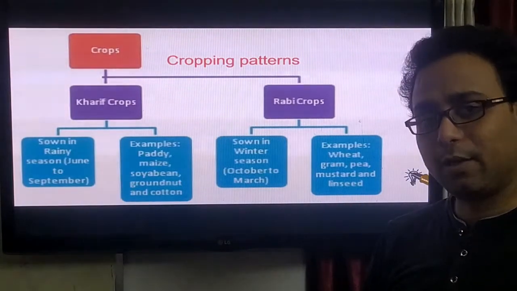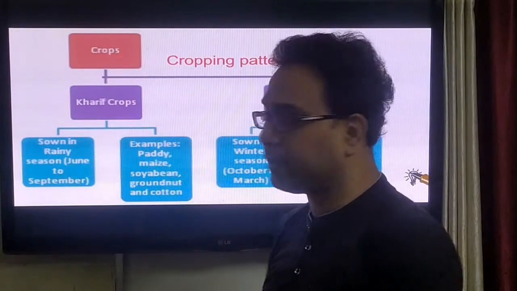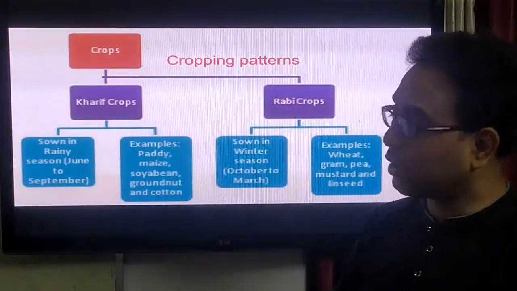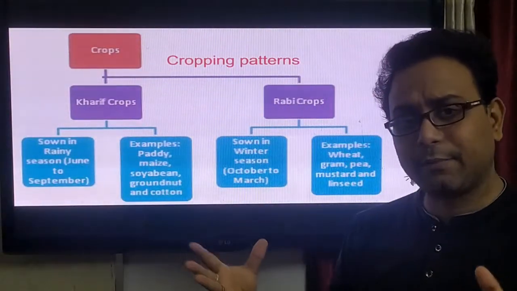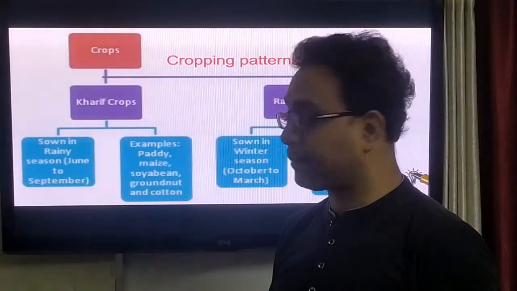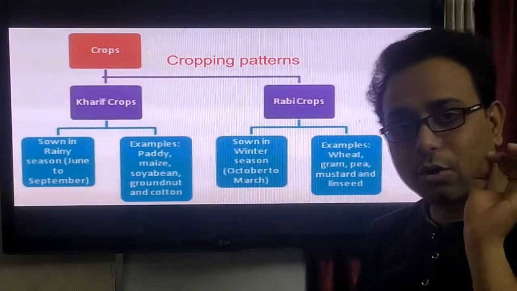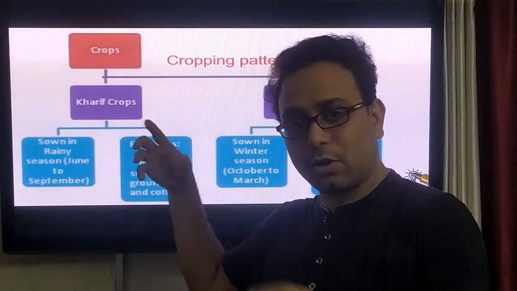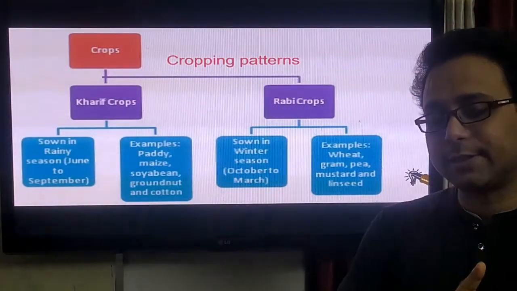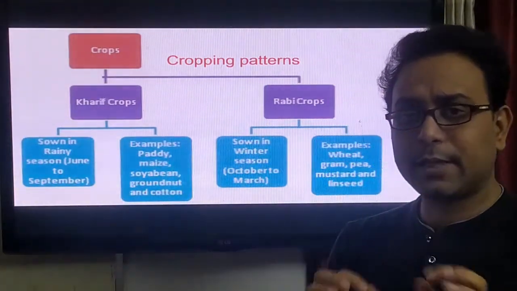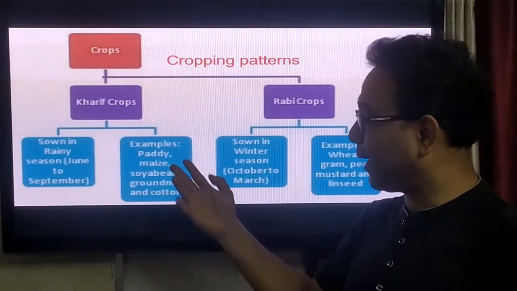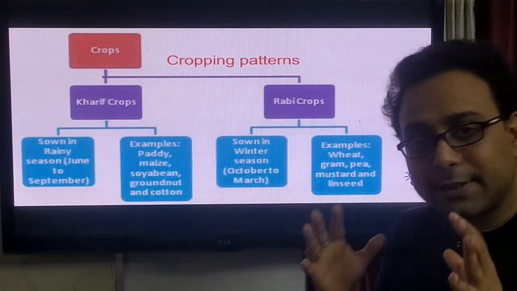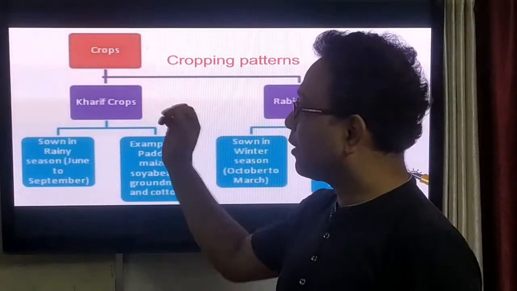Why are we classifying the crops into two different categories? According to their sowing season. Kharif crops are sown in the rainy season. And rainy season means which months? June to September. These crops are called kharif crops, the rainy season crops. Examples of kharif crops are paddy, maize, soybean, groundnut and cotton.